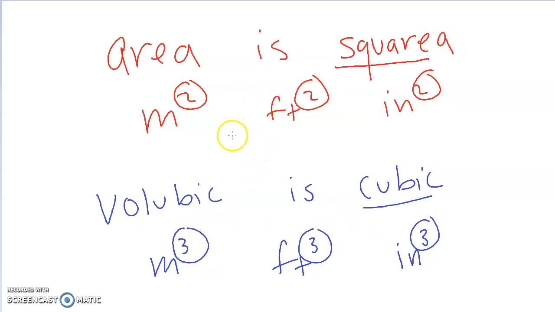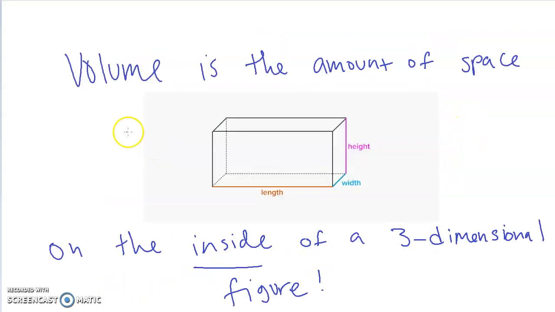So, we need to understand the difference. Now, why is volume cubic? That is a good question. Volume is the amount of space on the inside of a three-dimensional figure. Take this picture of a rectangular prism, for instance. A rectangular prism actually has three dimensions. It has length, width, and height. Let's say that this length is in meters, and this width is in meters, and this height is in meters. Because I have three different meter dimensions, the units would be meters cubed.